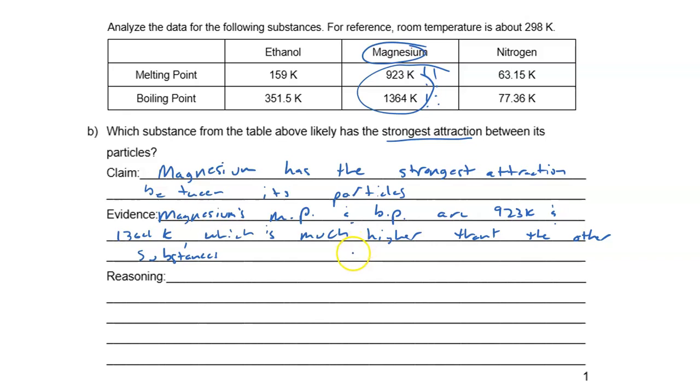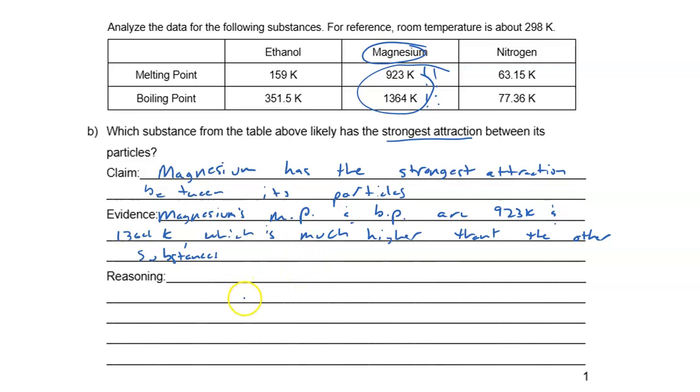We do want to actually pull information from our table. Lots of you guys stated magnesium has a higher melting and boiling point. Depending on how generous your teacher was, they may have given you full credit or maybe partial for that. But it's always good to actually put some of the actual numbers into your evidence column.